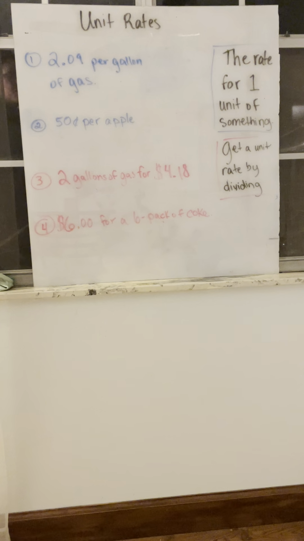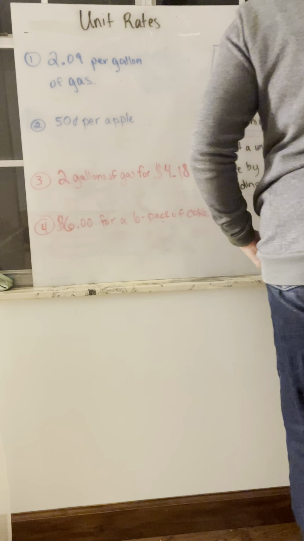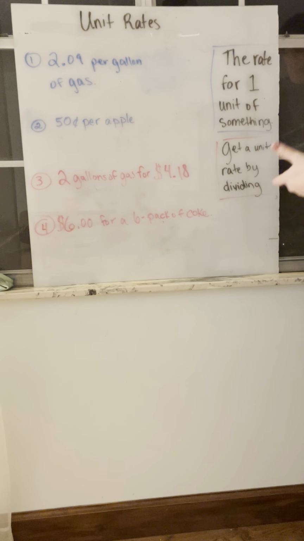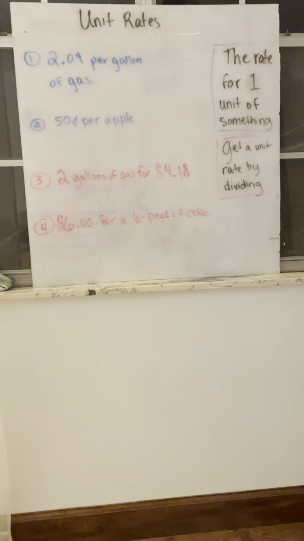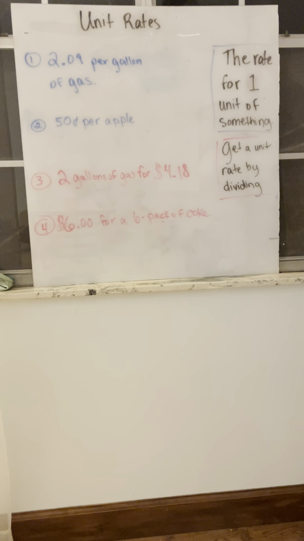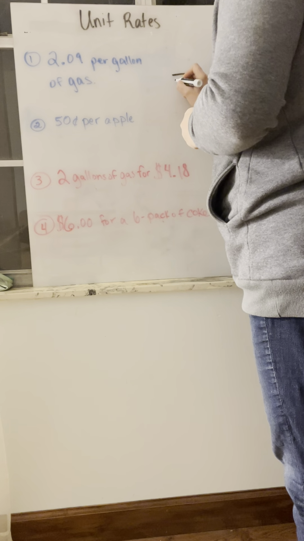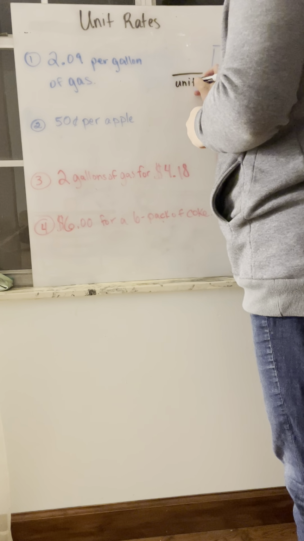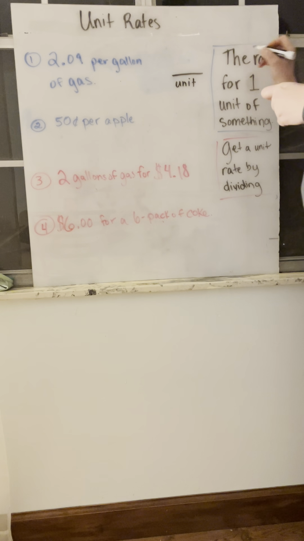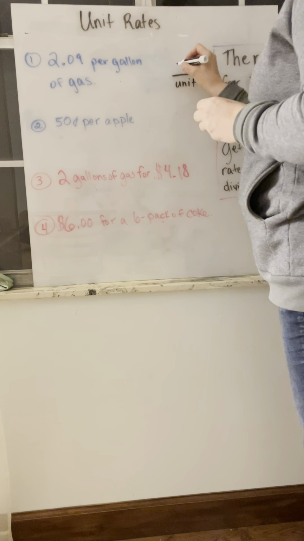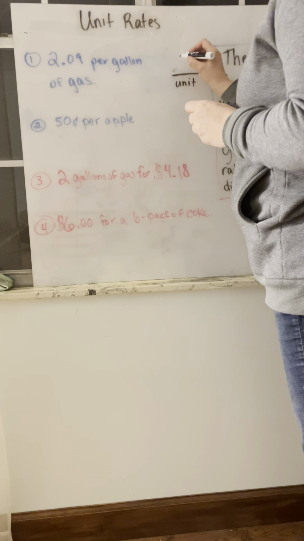But for instance, we want to write a unit rate as a ratio in fraction form, or just as a fraction. So what we want is for the unit we're looking for to be the denominator on the bottom, okay? So what that looks like is this. The unit is on bottom, and then the other numbers on top, okay?